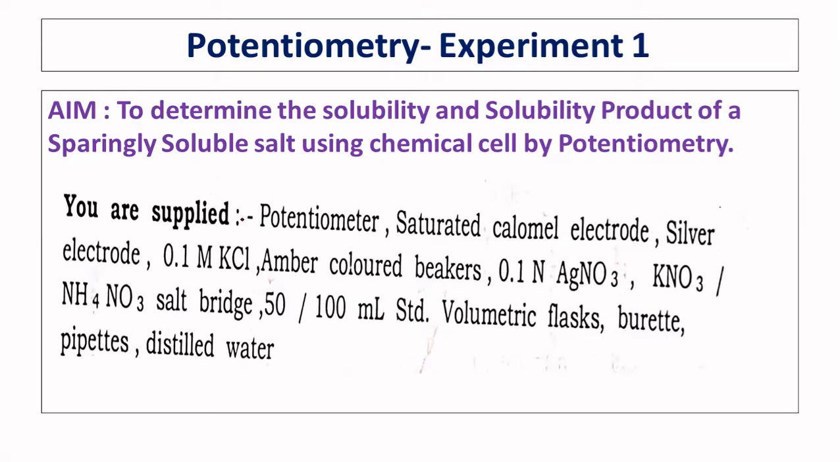The main requirement of this experiment is the potentiometer. The potentiometer measures the EMF of a cell. Second requirement is the saturated calomel electrode. The saturated calomel electrode is a reference electrode which has a known potential. The potential of the saturated calomel electrode is 0.242 volt. And for the silver electrode, the chemical required is 0.1 molar KCl solution.